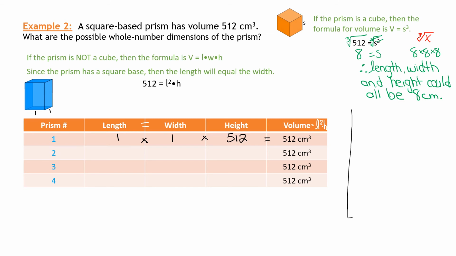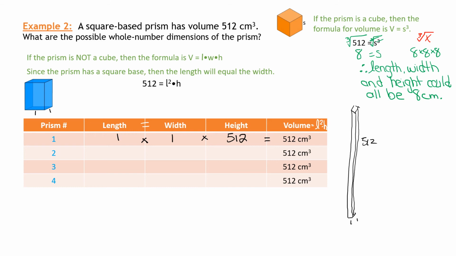Let's do a 1 and another 1. This is not a good example, but I'm just trying to draw a really tall, skinny box here. There we go. That could be your 1 by 1 by 512. That's what it would look like.